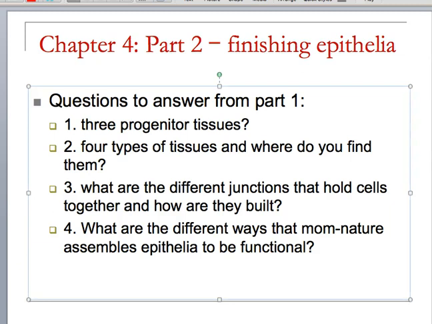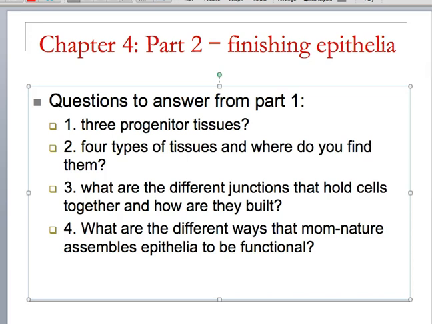Number 2, 4 types of tissue. Where do you find them? I mean, where do you find each of the connective tissues, the muscular tissues, the neuronal tissues, the epithelial tissues? This is sort of like a trick question, because in reality, you should be able to find all of them everywhere.